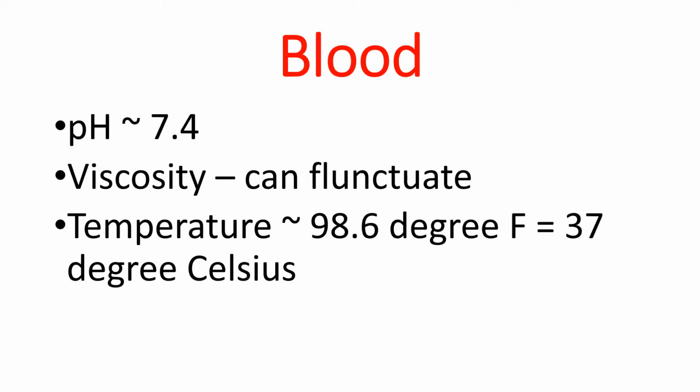Blood pH is around 7.4, so ever so slightly above neutral. That's a little bit more in the basic, or in other words, the alkaline range, but ever so slightly above neutral, because we know that neutral is 7. Viscosity, the thickness, can fluctuate from person to person, patient to patient, depending upon a number of different factors. The temperature of blood is somewhere around 98.6 degrees Fahrenheit, which is equivalent to 37 degrees Celsius.